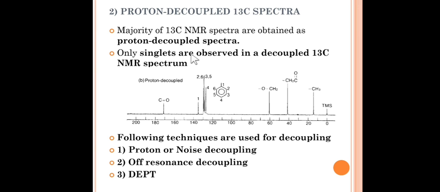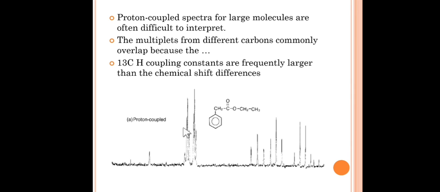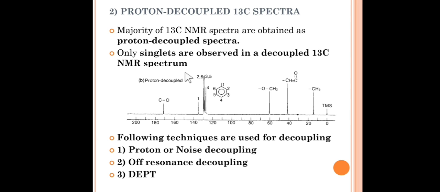Also friends, C13 and C13 coupling is very rare because it is not possible to have two carbon 13s adjacent to each other in the same molecule. So carbon 13 and carbon 13, that is homonuclear coupling, is not observed in the C13 NMR spectra. So we get only singlets. This proton decoupled spectra is of the same molecule as we saw previously. The proton coupled spectra is now decoupled, and you can see that you have clear signals of all the carbons.